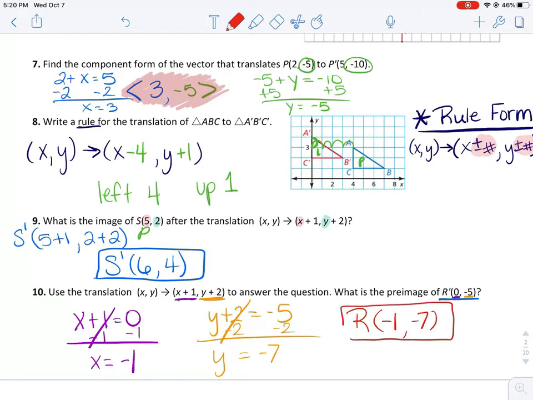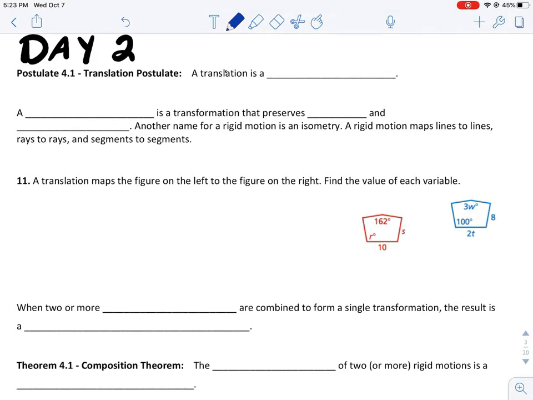I put those together, and I find the pre-image point R had a coordinate of -1, -7. Now let's talk about translation as rigid motion. This idea of rigid motion helps us understand what happens to a figure when it is translated. The first part we're going to start with is the postulate, 4.1. Don't memorize that. Naming postulates with their numbers is specific to a textbook, so that'll change if you look at a different textbook. What you need to know is that it's called the translation postulate.